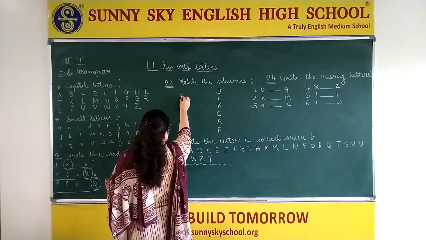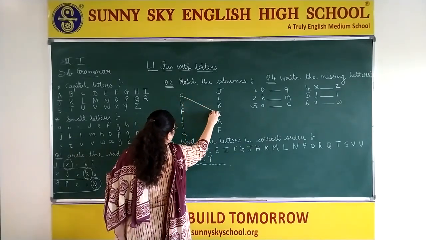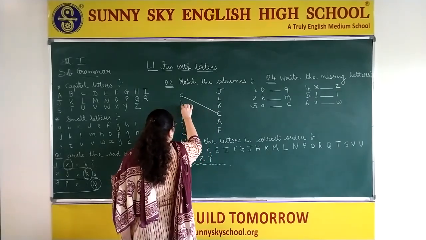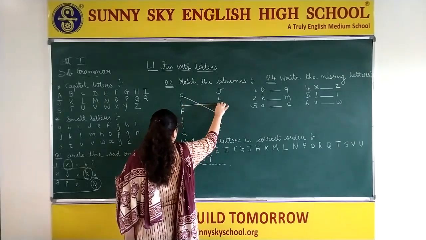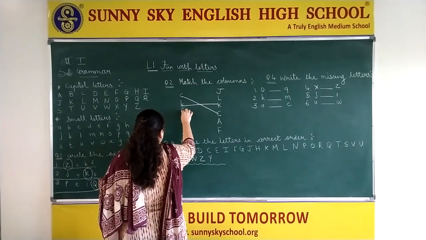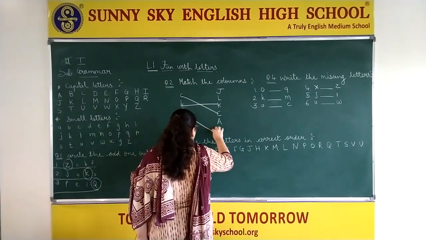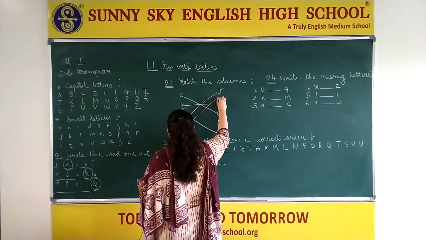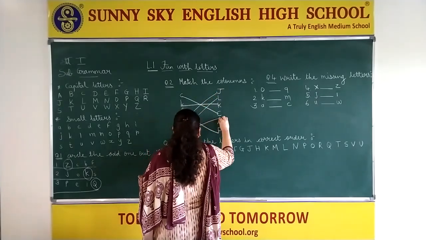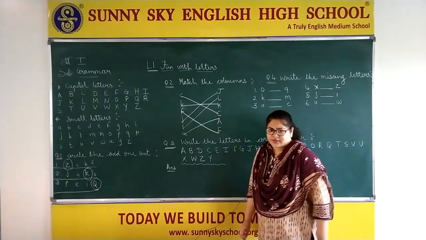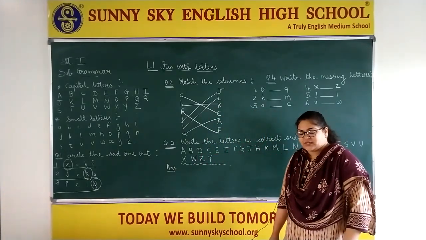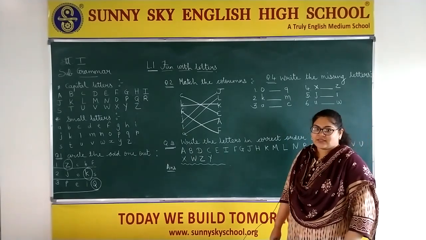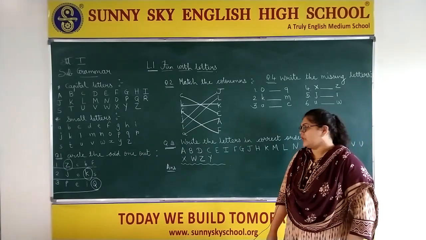See here. Small c we will join with capital C. Now small k we will join with capital K. Now small f we will join with capital letter F. Same way J, same way L, same way A. Now have you understood which one is capital letter and which one is small letters? Now let's do our question number 3.